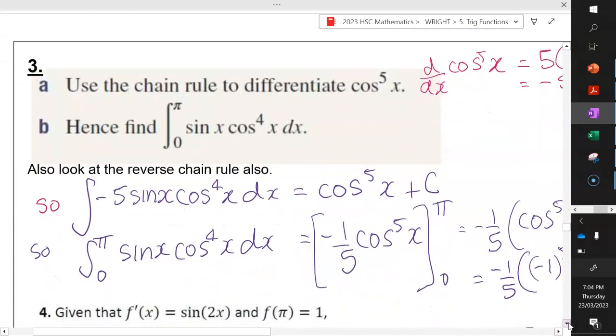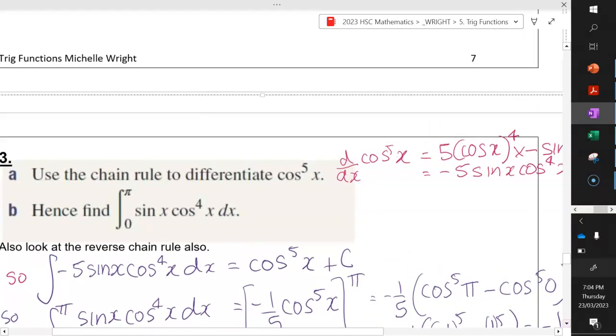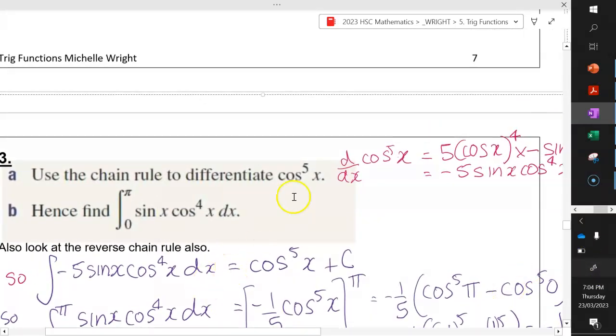Okay, now, like this question. Chain rule. I know we love the chain rule. So we're going to use the chain rule to differentiate cos to the power of 5 of x. Okay.